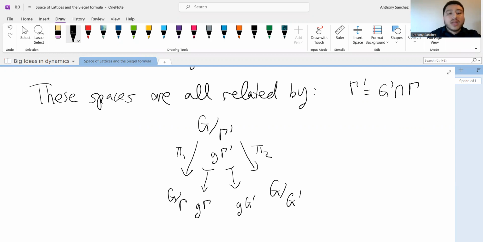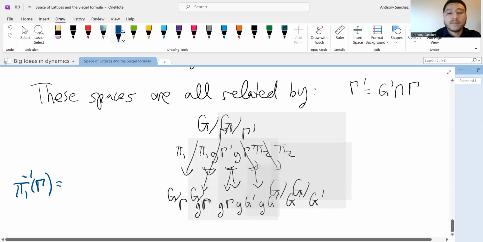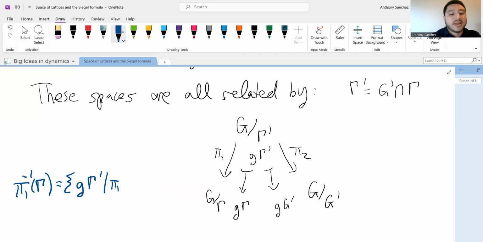Now let me introduce some more structure and some more spaces that will become very important for us. What are the fibers of this map? What I mean by this is, when do I have two different points upstairs that under pi 1 will map to the same thing? Let's look at what this fiber is for just the identity coset. The identity coset is exactly the set of points upstairs that map to the identity coset downstairs.